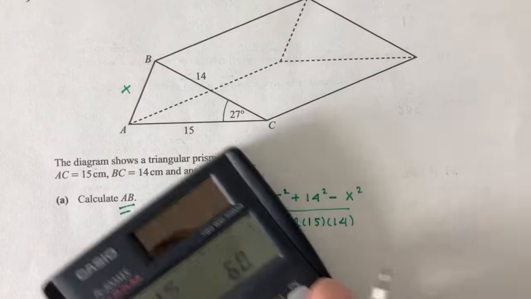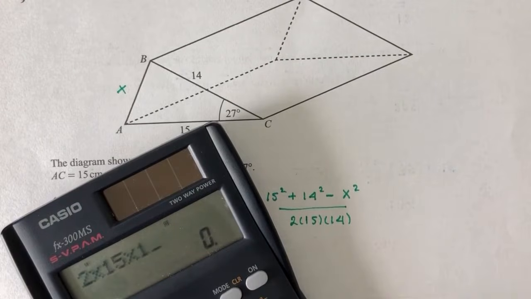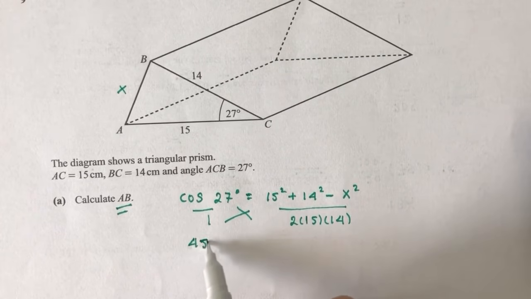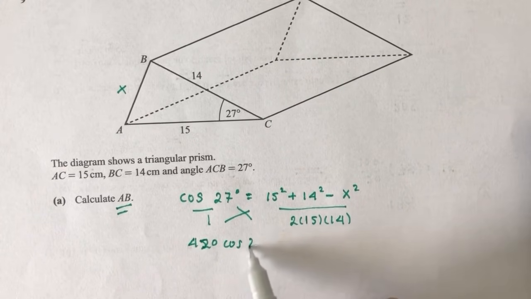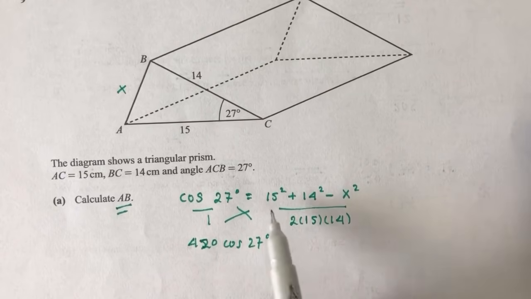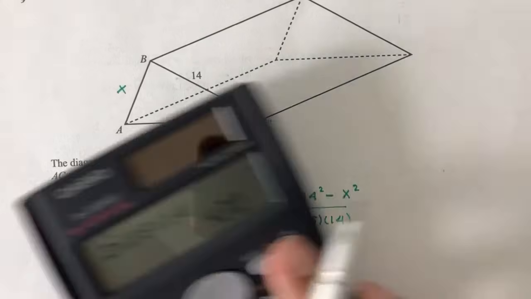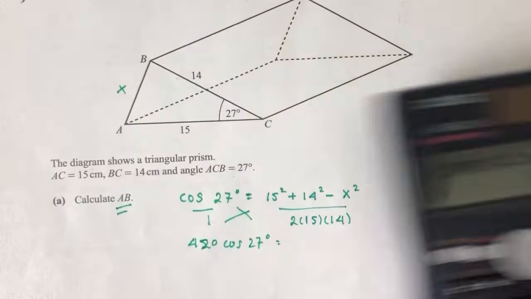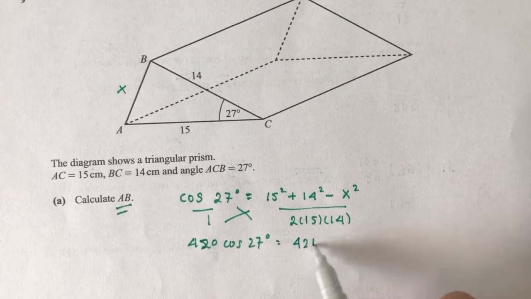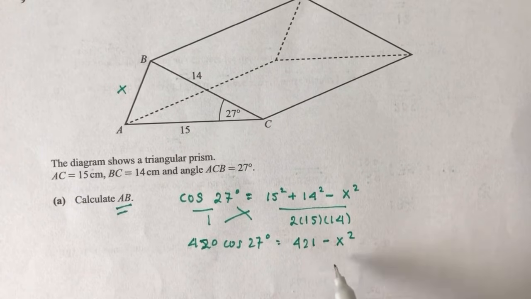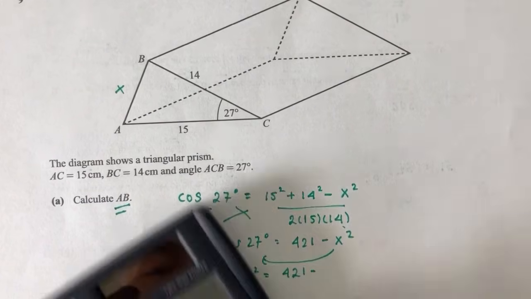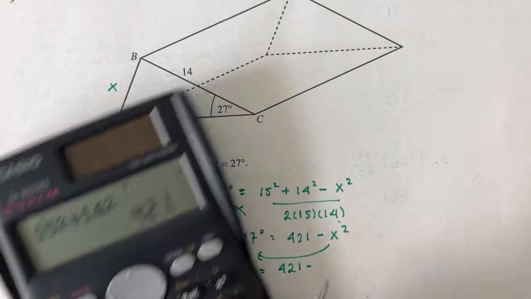We have, so let's do 2 times 15 times 14. That will be 420. So 420 cos 27 is equal to, what is 15 squared plus 14 squared? 15 squared plus 14 squared is 421, minus x squared. If you bring this one over here and this over here, we have x squared equal to 421 minus what is 420 times cos 27?